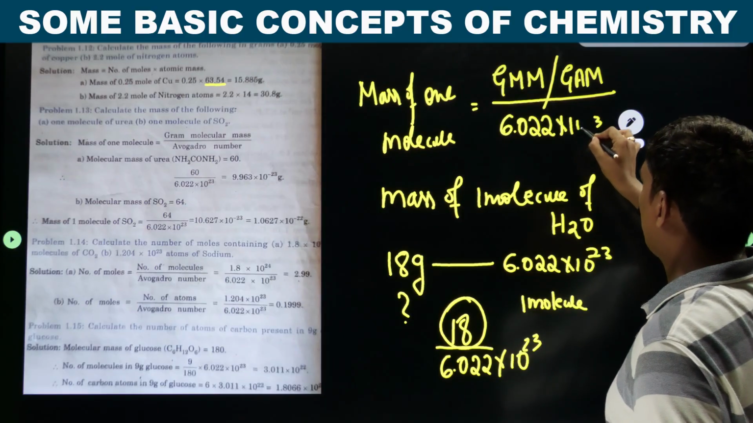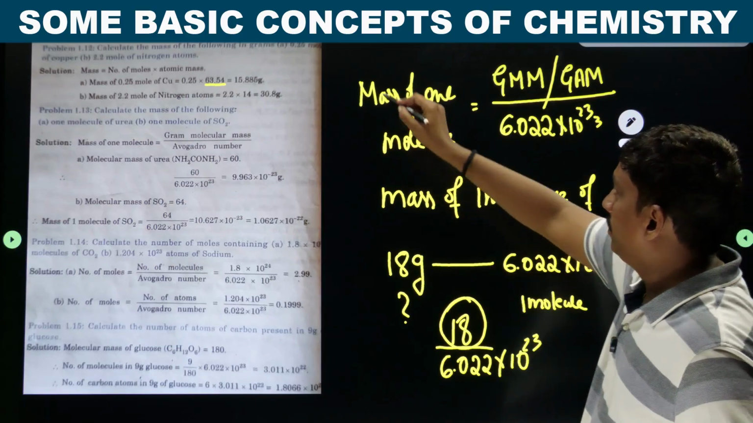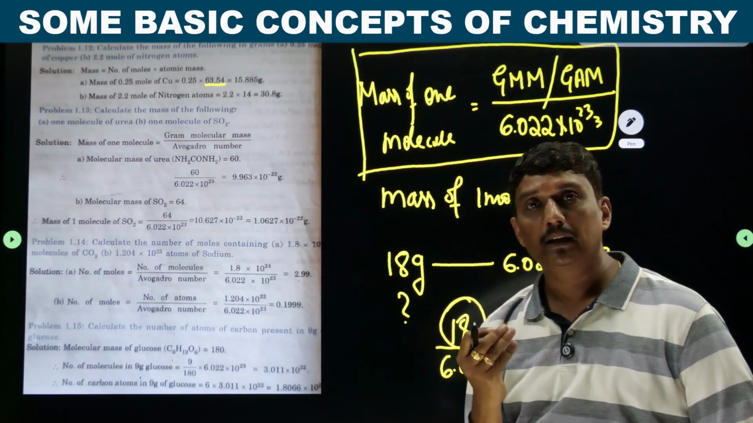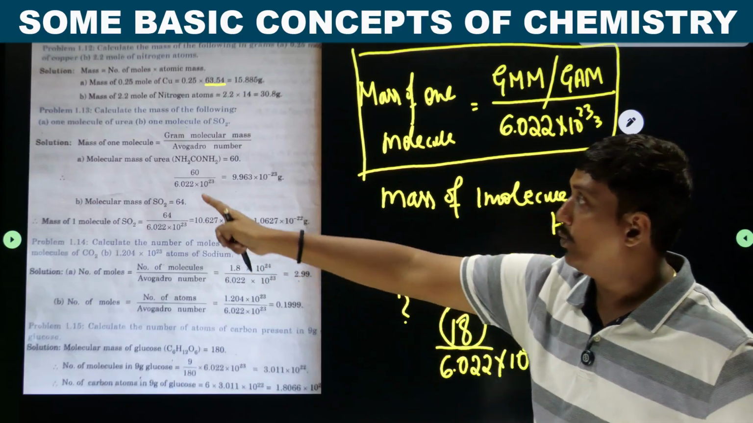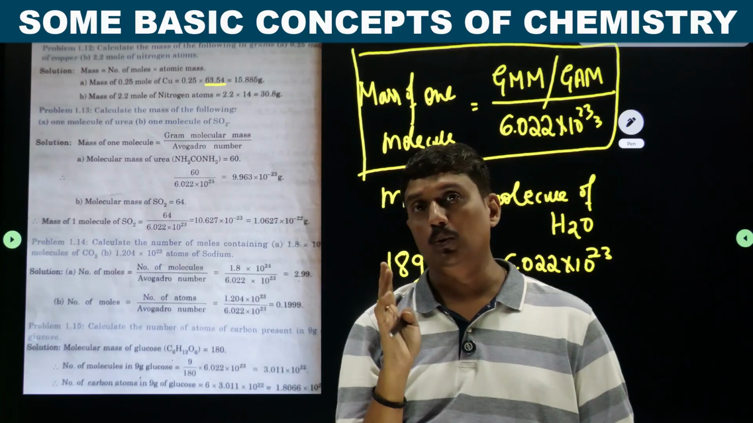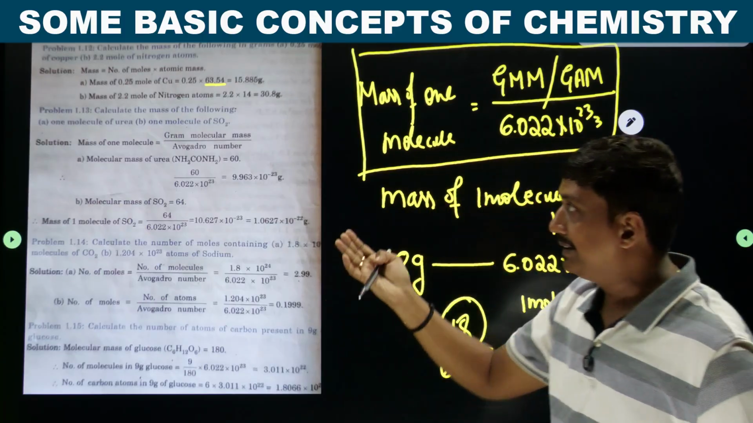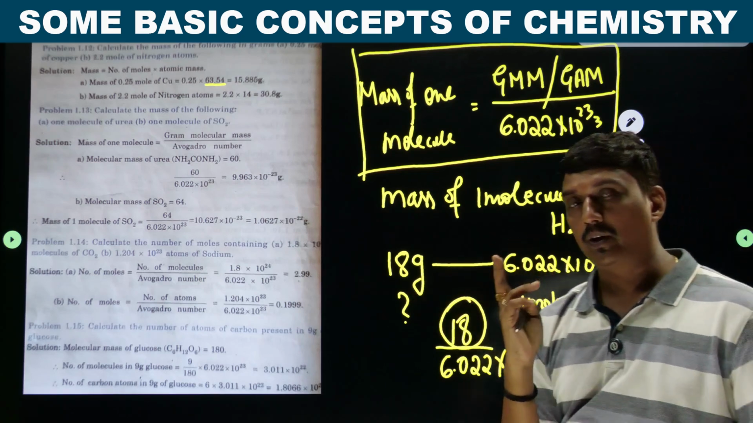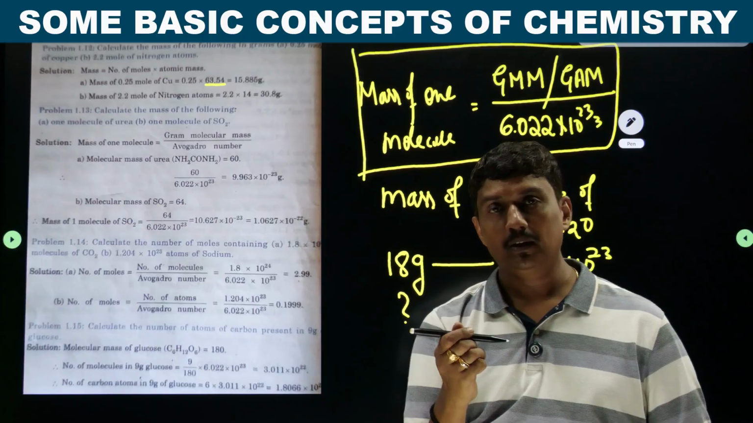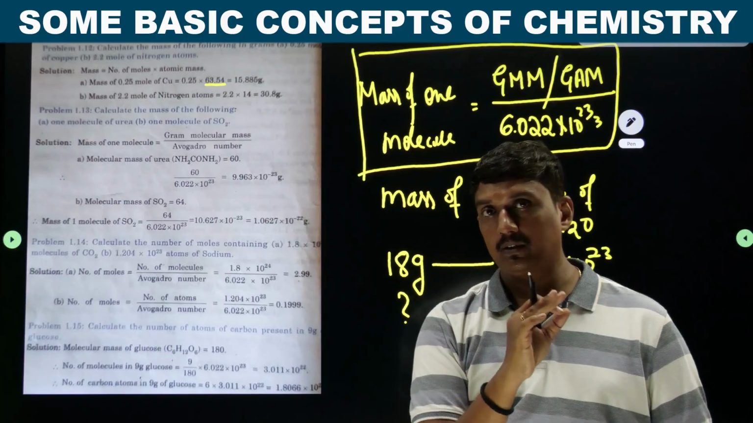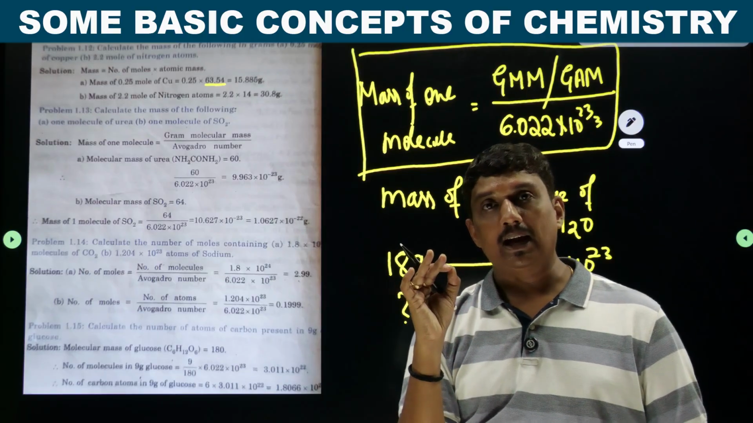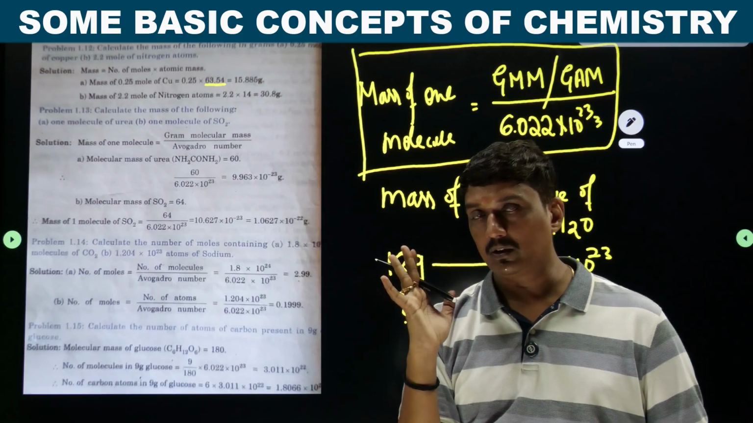6.022 into 10 to the power 23. So this formula can be used to calculate the mass of one atom or the mass of one molecule. This is the second formula we learned today. The first: if the number of moles is given, we can calculate the mass. How? Mass is equal to number of moles into gram atomic mass or gram molecular mass.